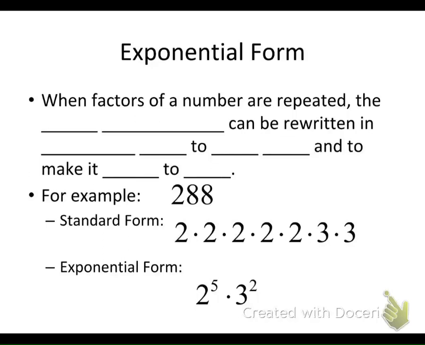So, anybody have any guesses? When factors of numbers are repeated, the blank blank can be rewritten. What do you think will go there? Anybody have a guess? How about we do prime factorization?